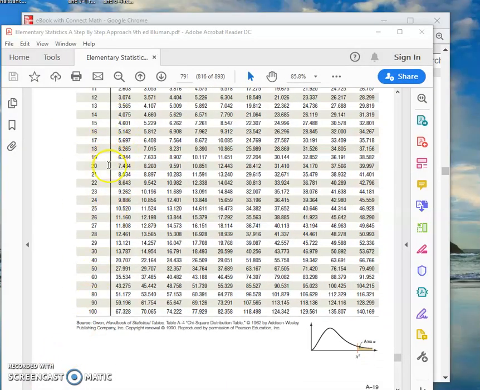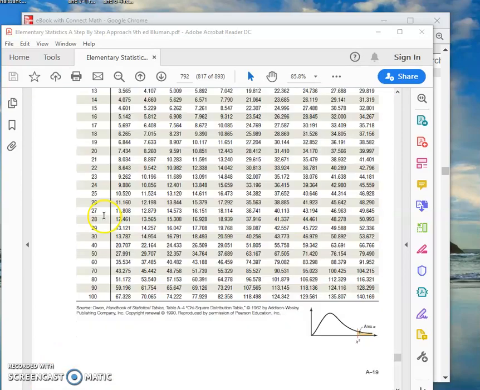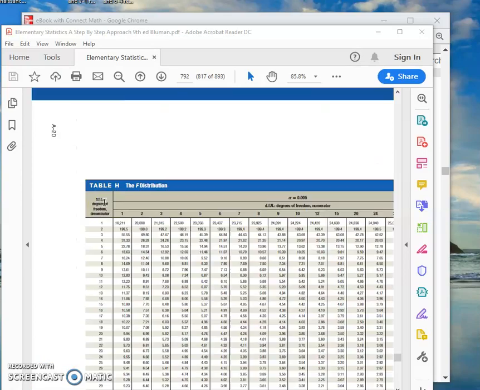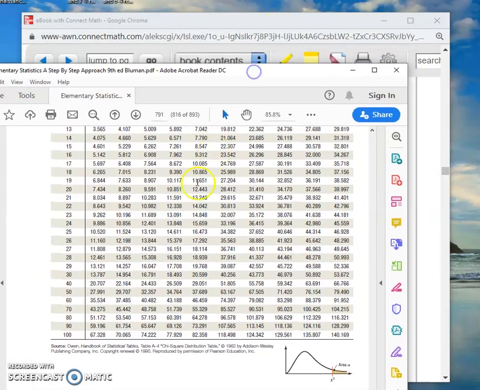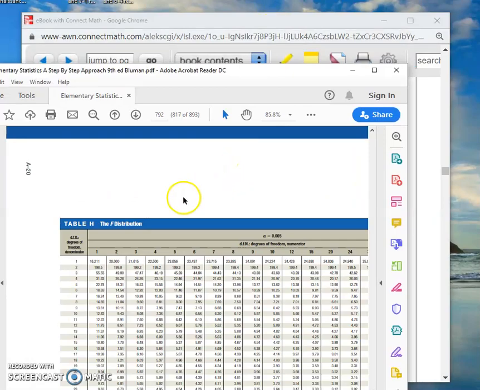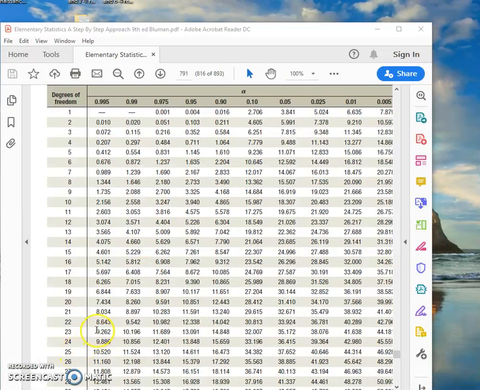We'll go up here. This is not easy, folks. Okay, 19 is the degrees of freedom. So you go across here in order to find the appropriate alpha. Let me see if I can move this appropriately. Give me a second here. Okay, I hope this is going to work.